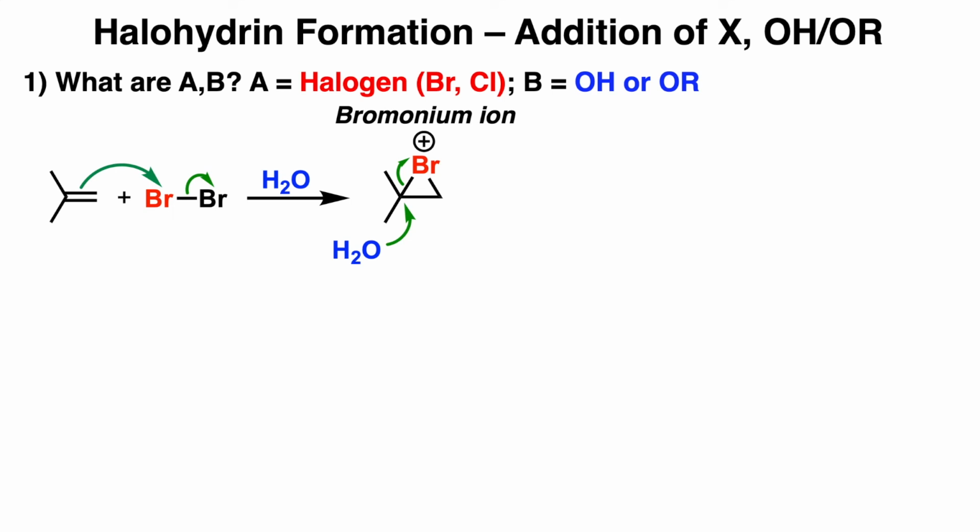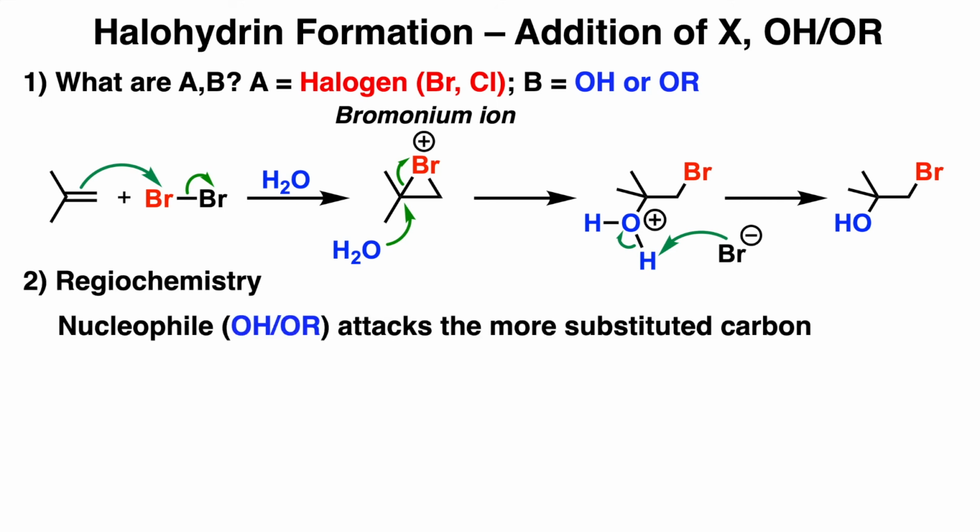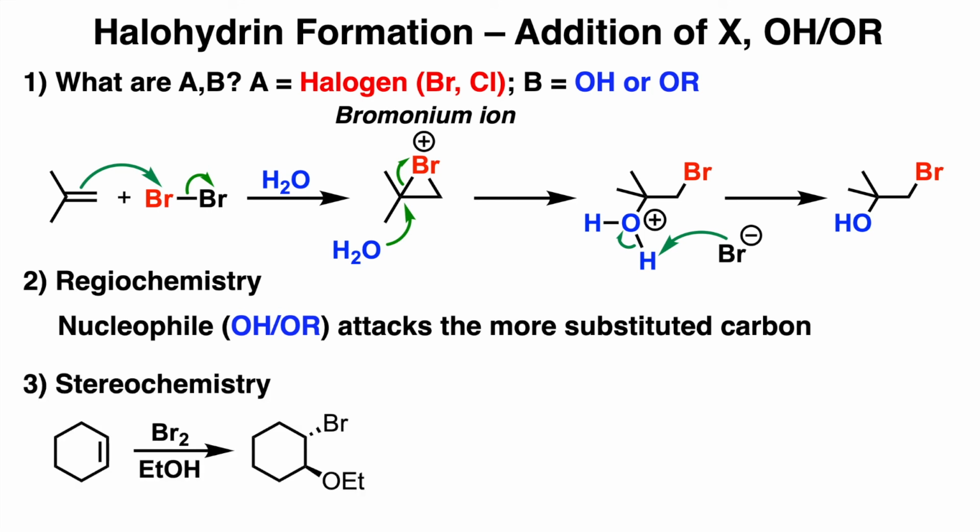Then the polar protic solvent, in this case water, comes in and acts as a nucleophile. The nucleophile will attack the more substituted carbon, and then the bromine that's part of the bromonium ion will open up. Then Br- comes back to deprotonate the extra hydrogen bonded to oxygen in order to get the final neutral product. And in terms of regiochemistry, the nucleophile will attack the more substituted carbon. And for stereochemistry, the halogen and OR or OH group will add via anti-addition as well.